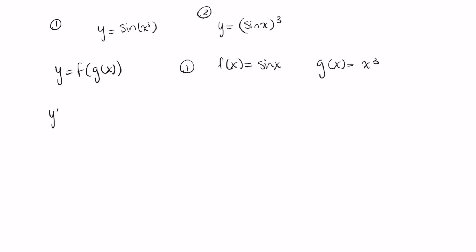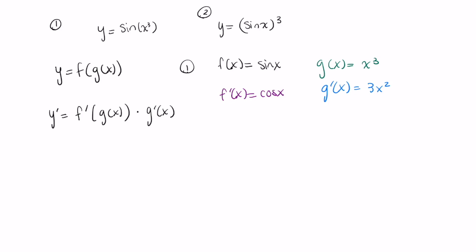So using the chain rule, we'd have the derivative of this function is the derivative of the outer function, leaving the inner function intact, multiplied by the derivative of the inner function. The derivative of sine is equal to cosine, and the derivative of x cubed is just 3x squared. So now I'm going to replace g prime with 3x squared, I'm going to replace f prime with cosine, and I'm going to replace g of x here with x cubed.